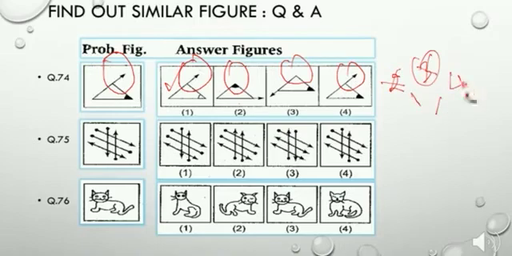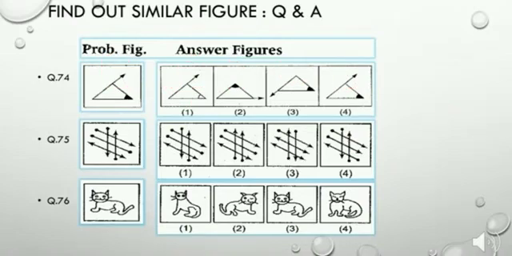Let's check further. Let's check from this corner. We need to check in option 1. This corner is matching. No, this is not matching. So what option is left? That is fourth. Fourth is the correct answer. Let's go to the next question.